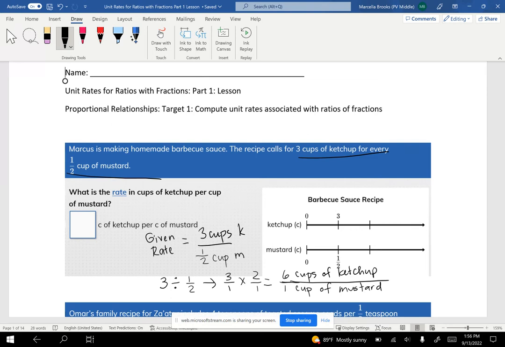So at number 1, we have how many cups of ketchup per 1 cup of mustard? When it says per cup, that always means per 1 cup. It doesn't mean just however many cups. So 1 cup. So 6 cups of ketchup per 1 cup of mustard. That is our rate. So that's what you're doing. These problems all look pretty similar to that one, so we're going to keep going.